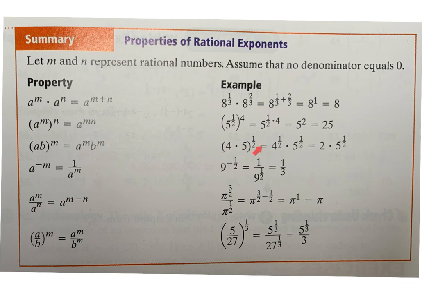4 times 5 to the 1/2. That's going to be 4 to the 1/2, 5 to the 1/2. All right? 2 times the square root of 5 is what you end up with. I would probably write it like that. I mean, I would probably keep going and do this right here personally.